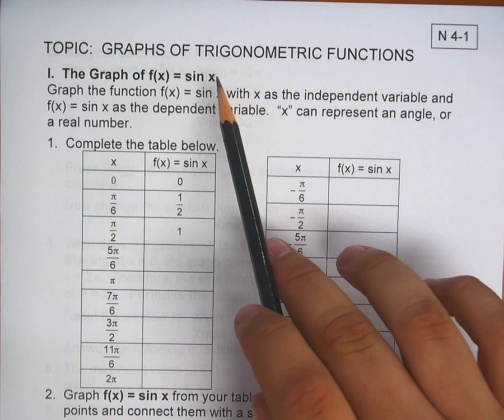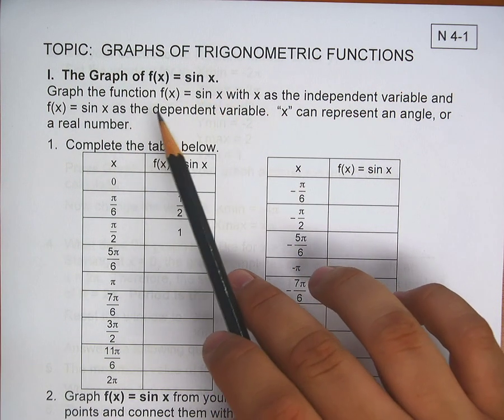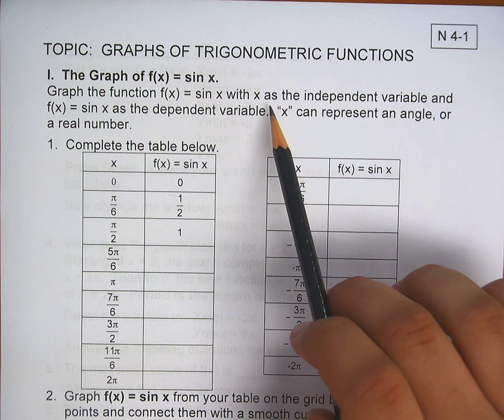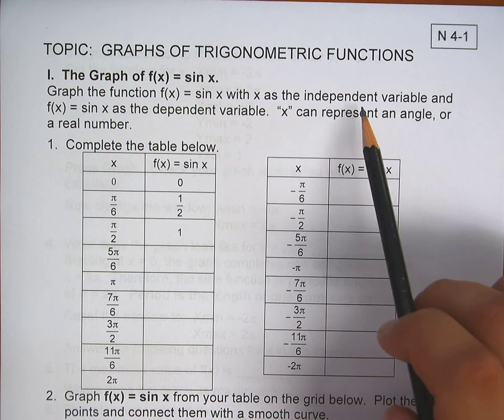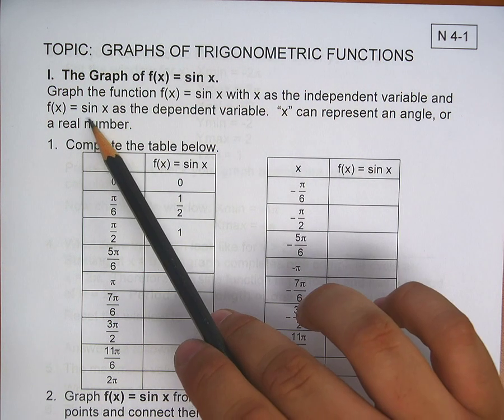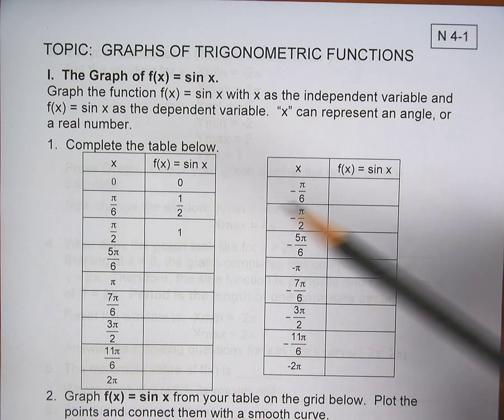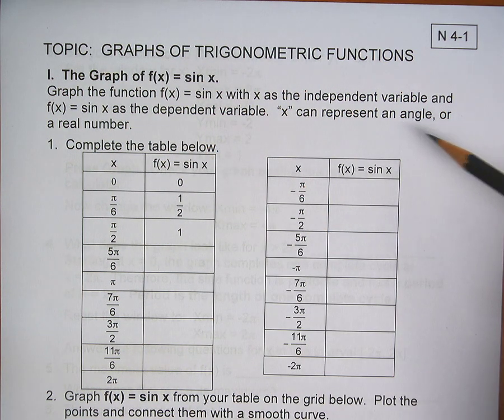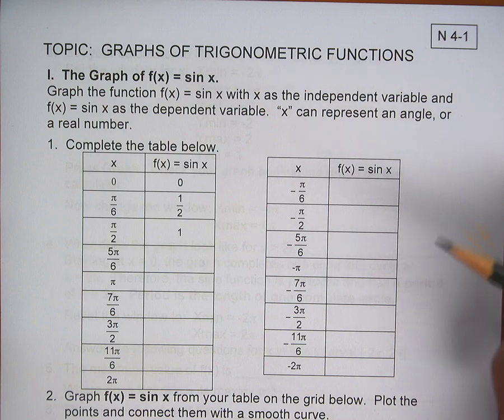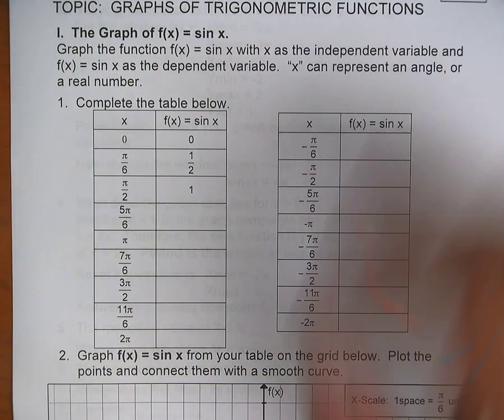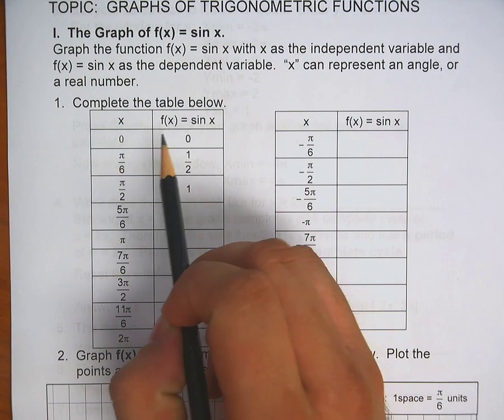We're going to be graphing sine x. So graph the function f of x equals sine x, with x as the independent variable, meaning it's on the x-axis, and sine x is the dependent variable, meaning the y's. x can represent an angle or a real number. We're just going to complete the table, so I can use my unit circle for this.